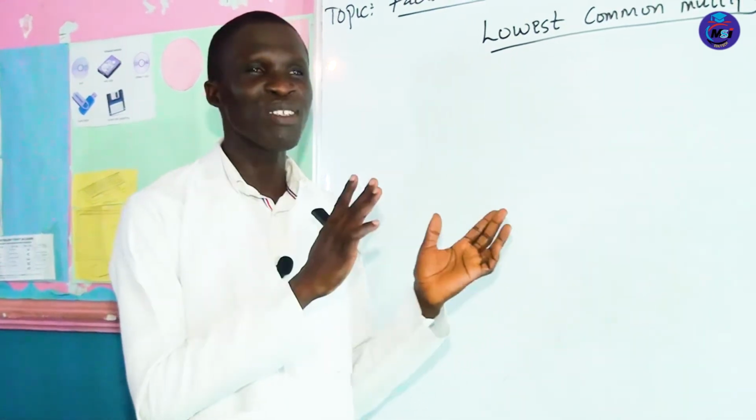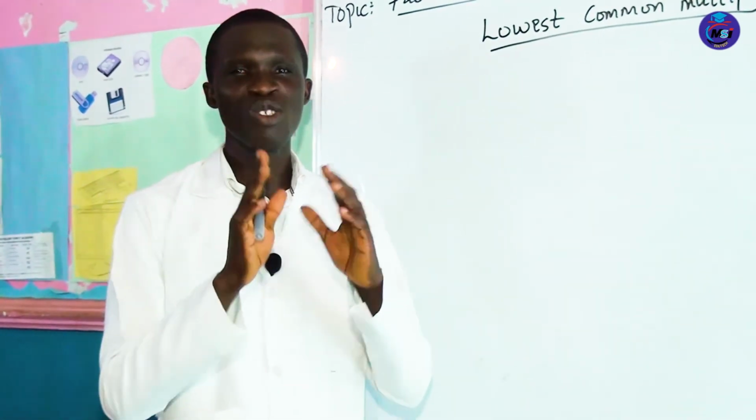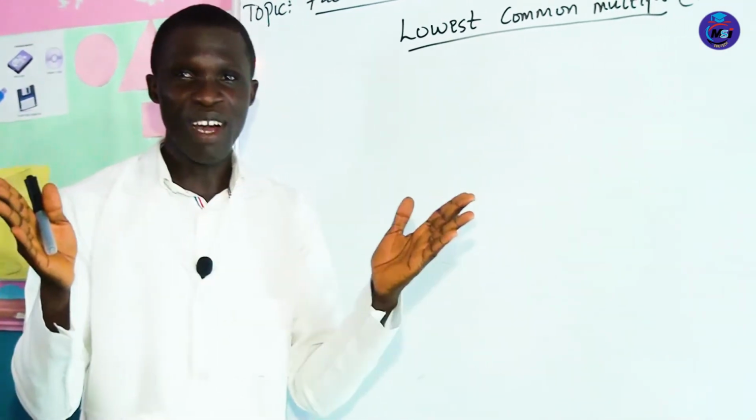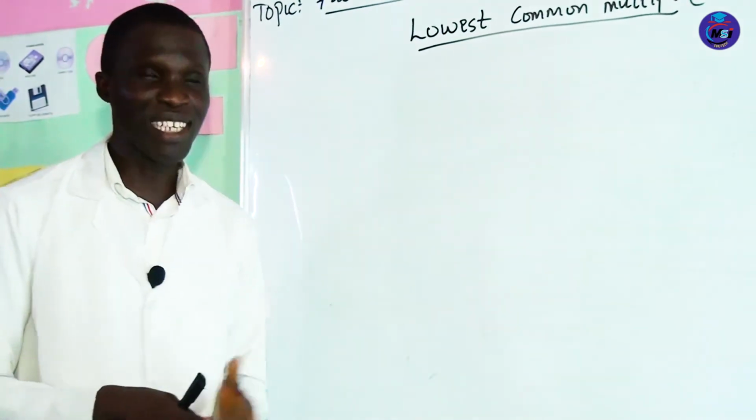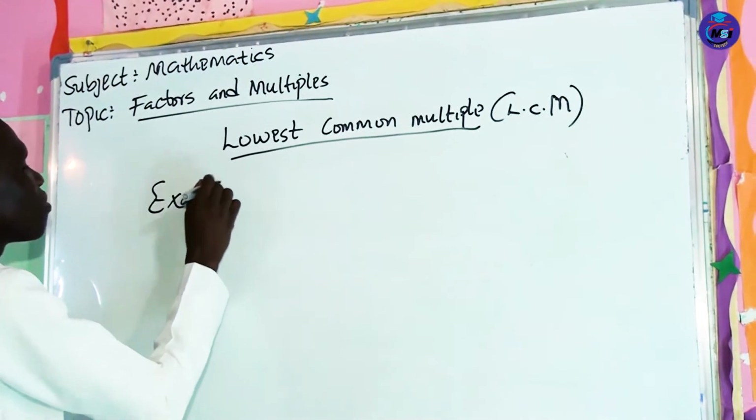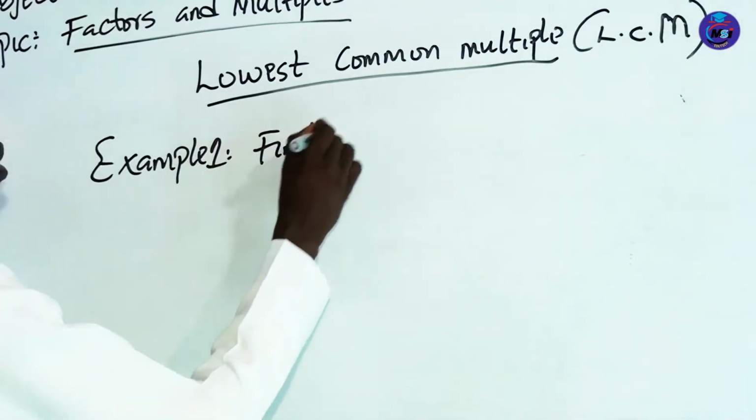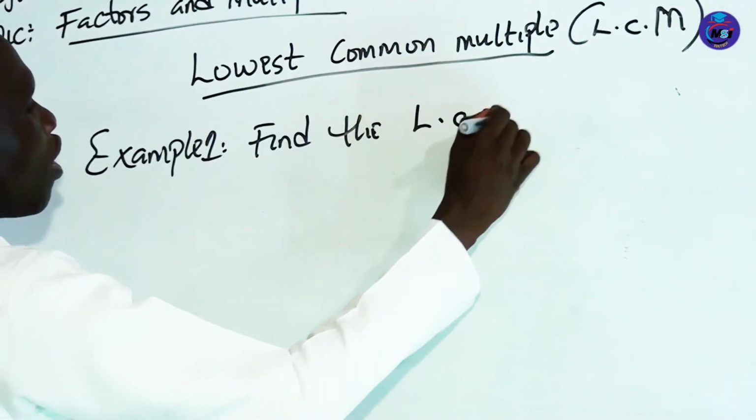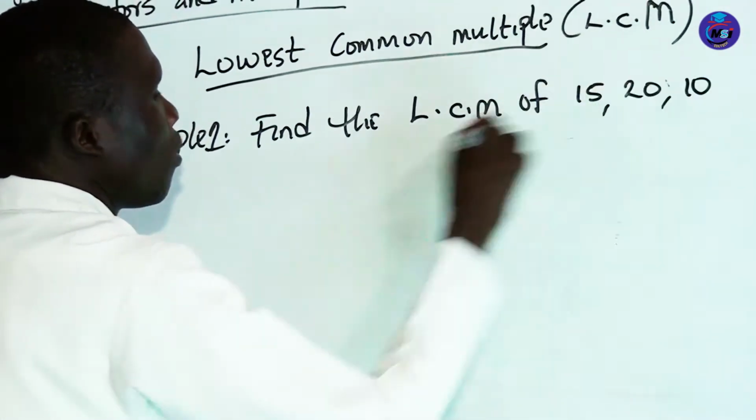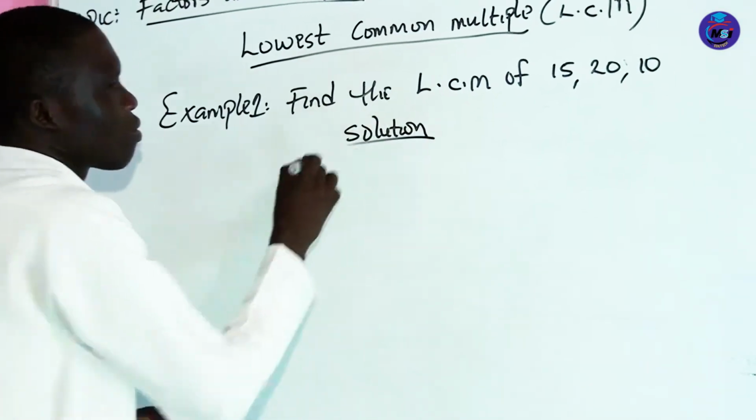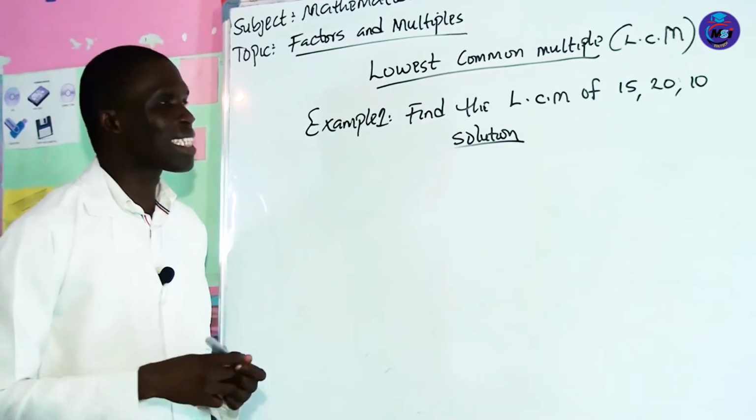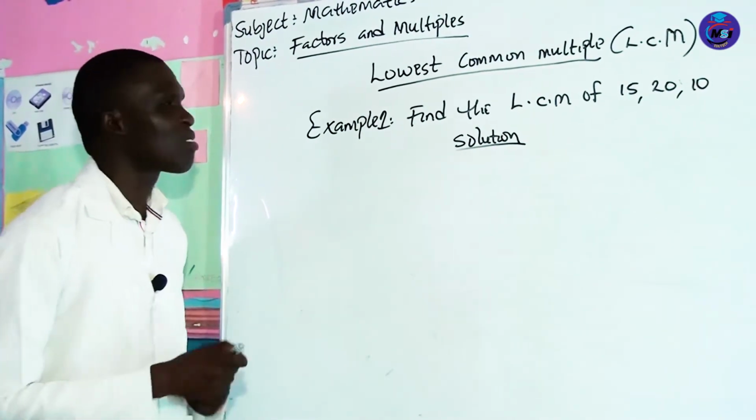So in this video, I'll be using this method, and that doesn't mean that you also must use this method. If you know any other method you can use, you are good to go. So let me use my method and find this example. Okay, let's find the LCM of 15, 20, and 10. How can we do this? Let's do it.